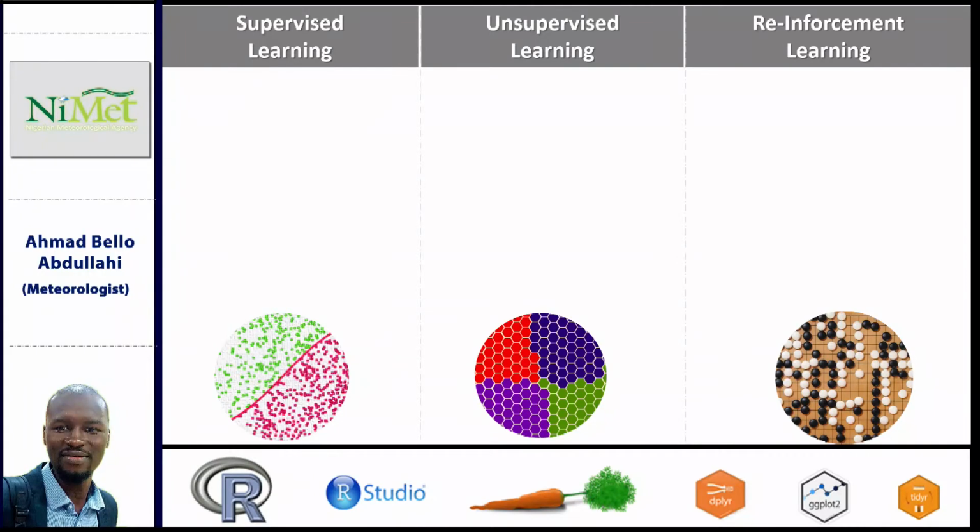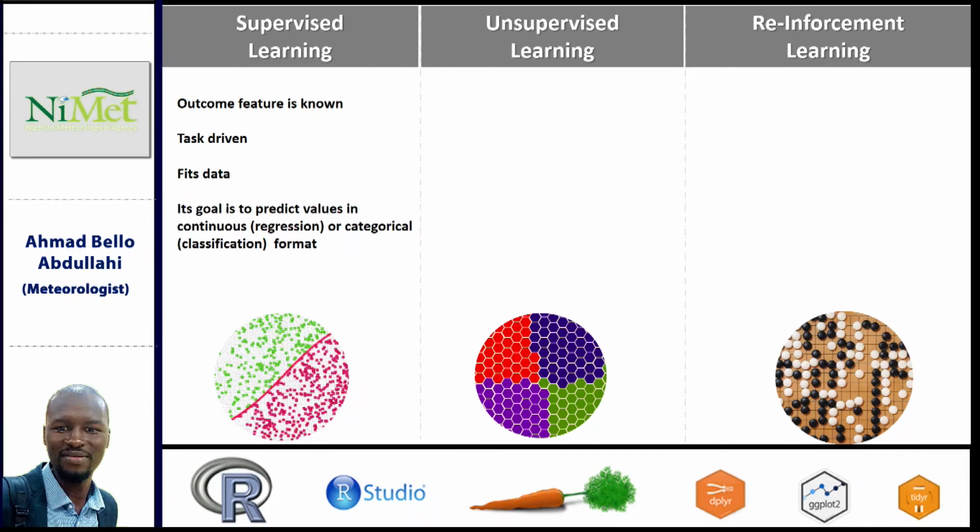The next slide tries to show us the characteristics of supervised learning, unsupervised learning, and reinforcement learning. We can see under supervised learning, the outcome of the future is known. And supervised learning is task-driven, and it tries to fit the data. Its goal is to predict values that are continuous, which can be a regression problem, or categorical, which is a classification problem. In an unsupervised machine learning, the outcome of the future is unknown. Therefore, the problem is data-driven.